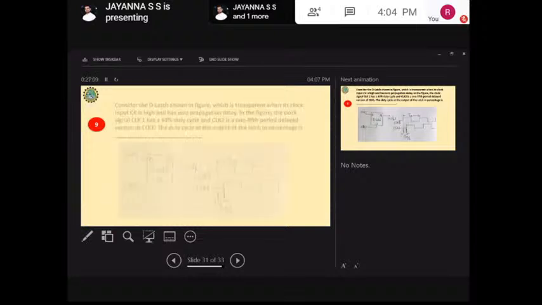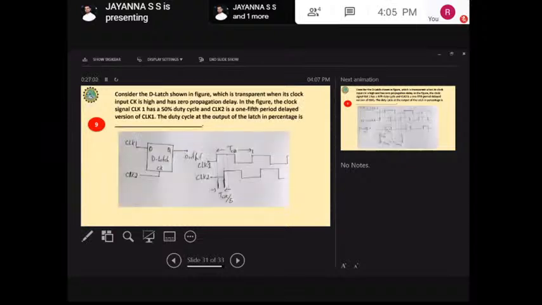Okay. Next, moving to another question. I need to find the duty cycle. For that, they have given the T latch. They have told that it is a 50% duty cycle. That means T on equal to T off, that is, the on period equals the off period.